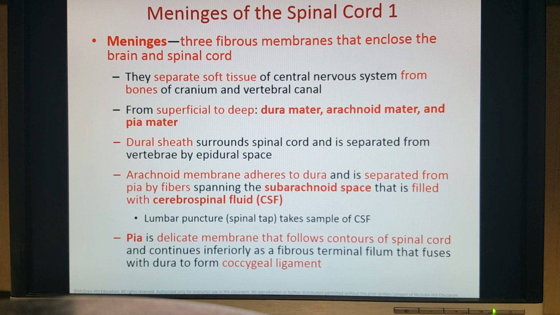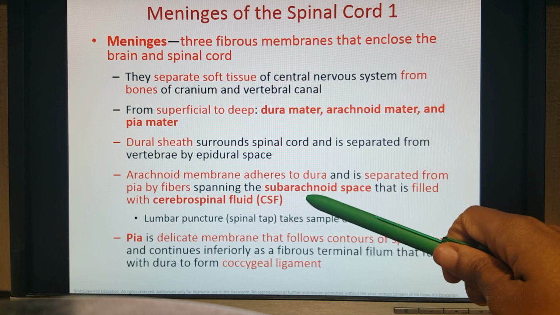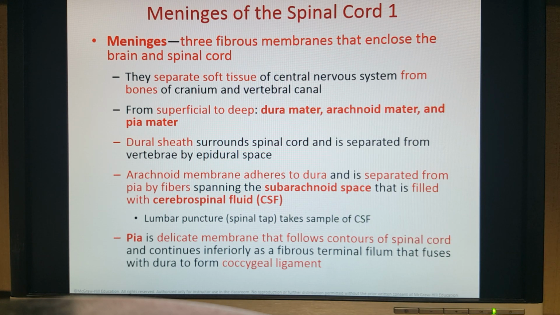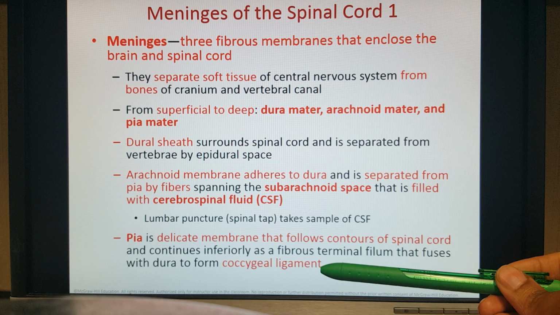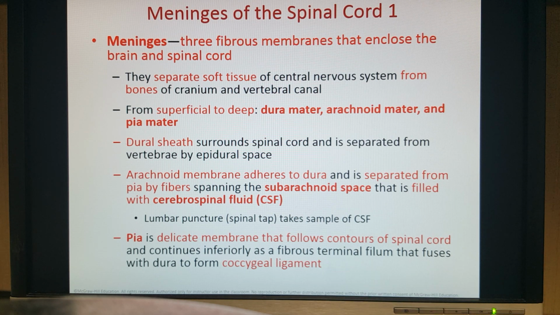Similar to how the layers are arranged in the brain, you have your dura mater on the outside, and then your arachnoid mater, and then your subarachnoid space filled with cerebrospinal fluid. This is also the area they target if you're getting a lumbar puncture or a spinal tap in order to take a sample of your cerebrospinal fluid. And then lastly, your pia mater, closely associated with your spinal cord, except that below the spinal cord it continues on to form the coccygeal ligament. A ligament connects bone to bone, so this connects your coccyx to your sacrum.